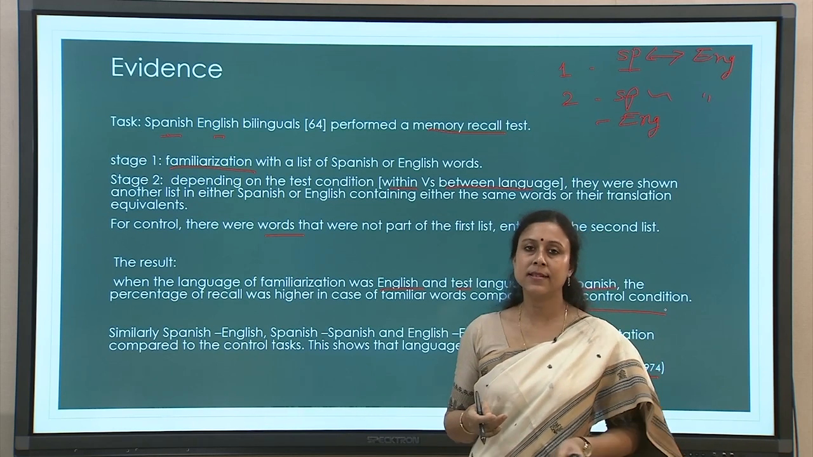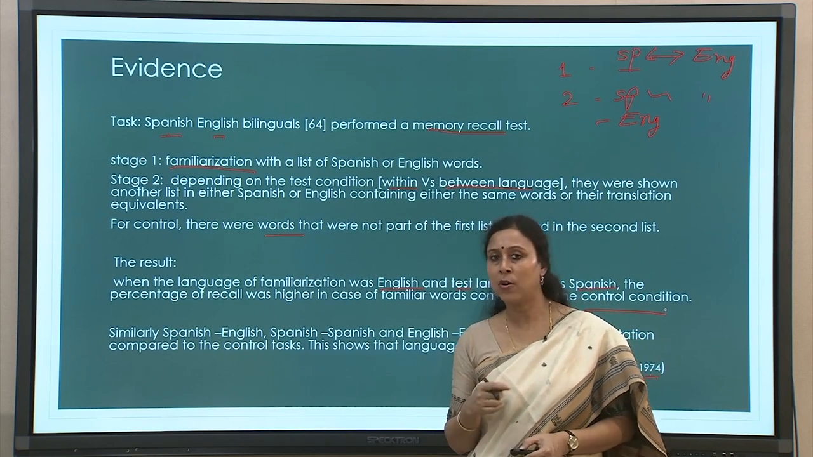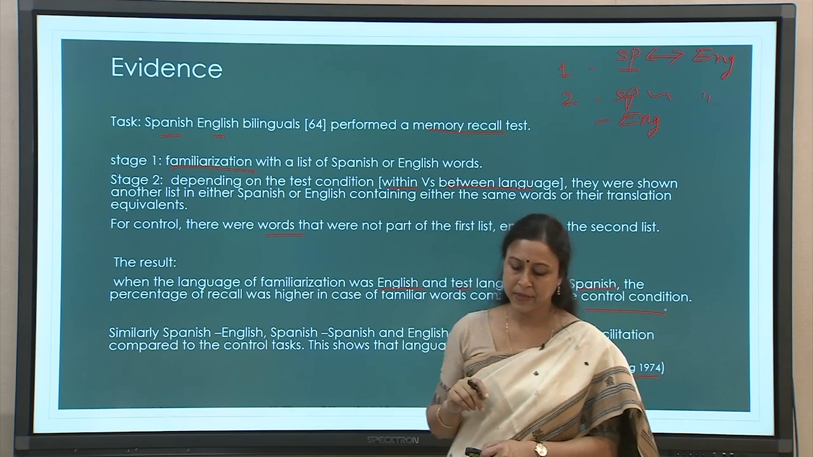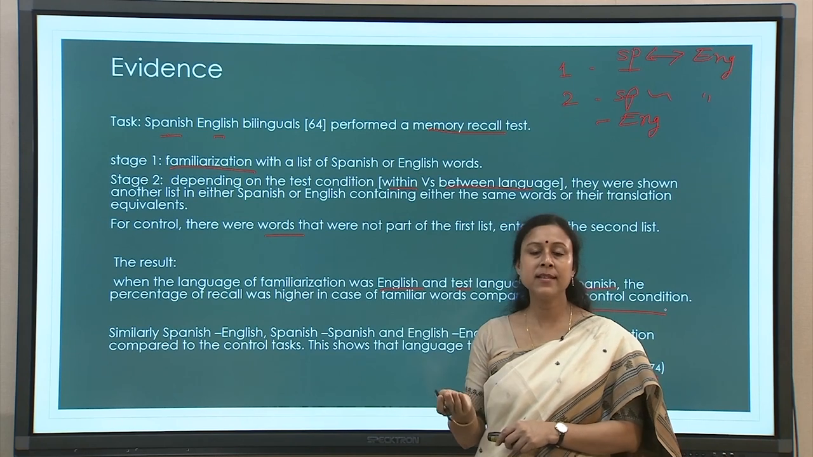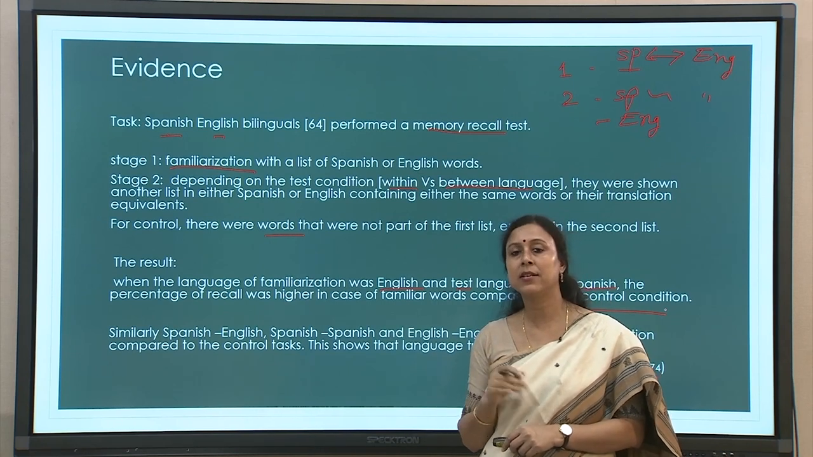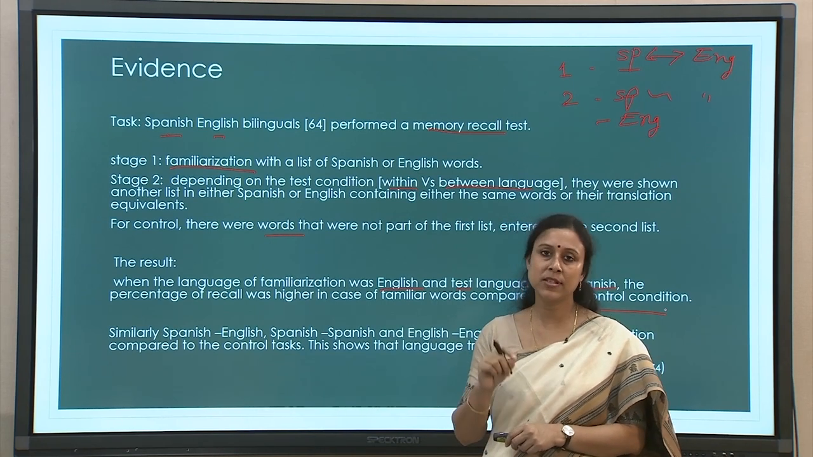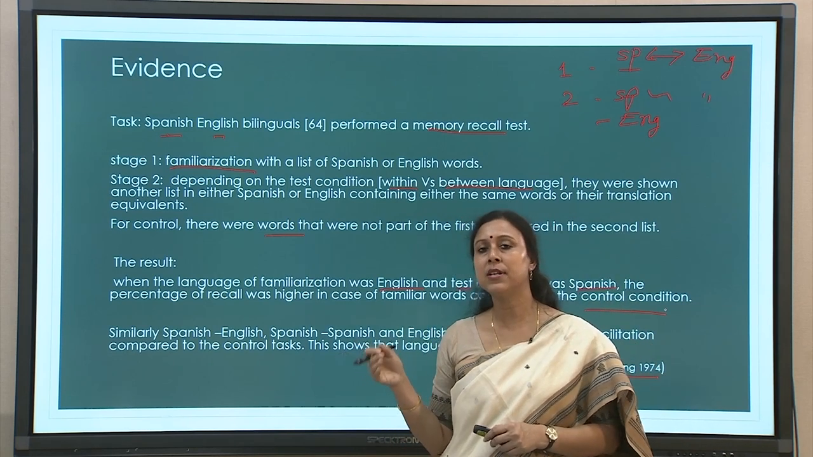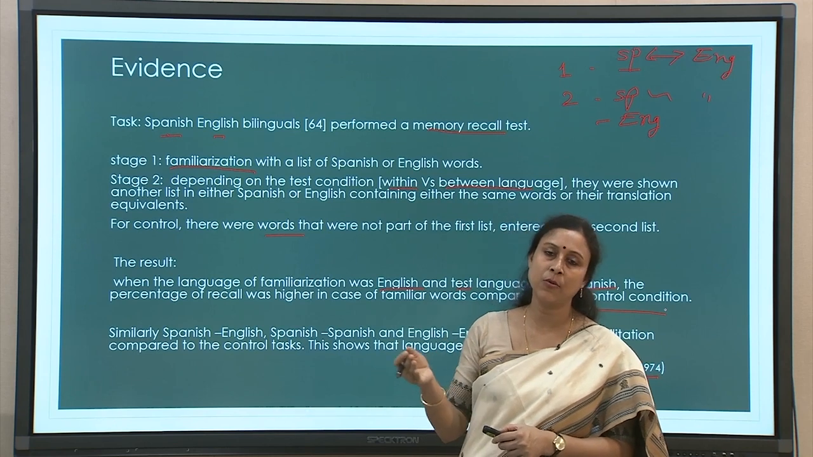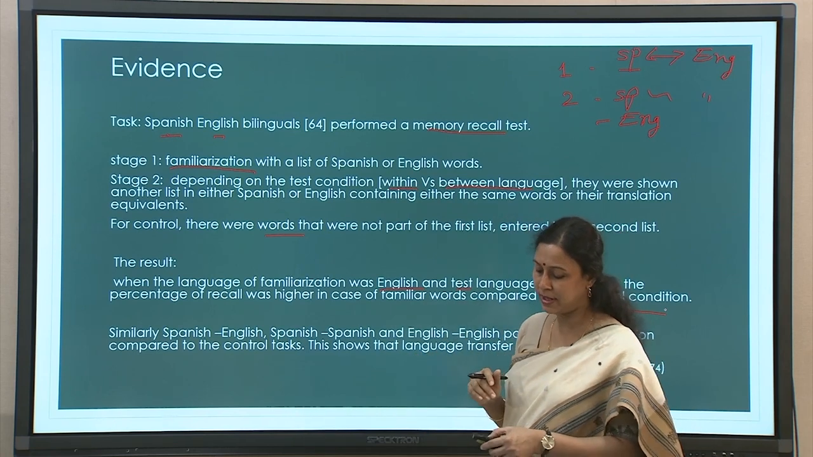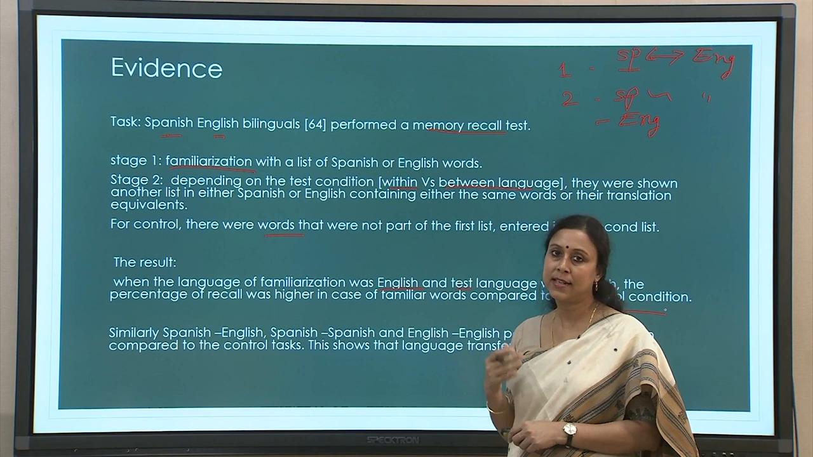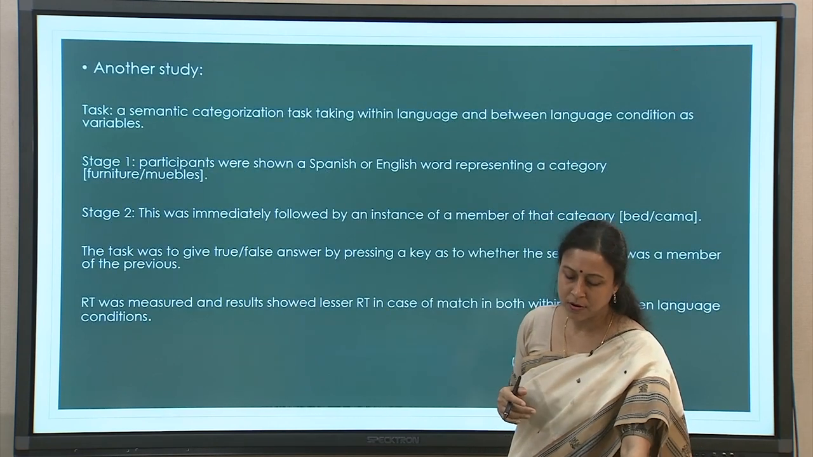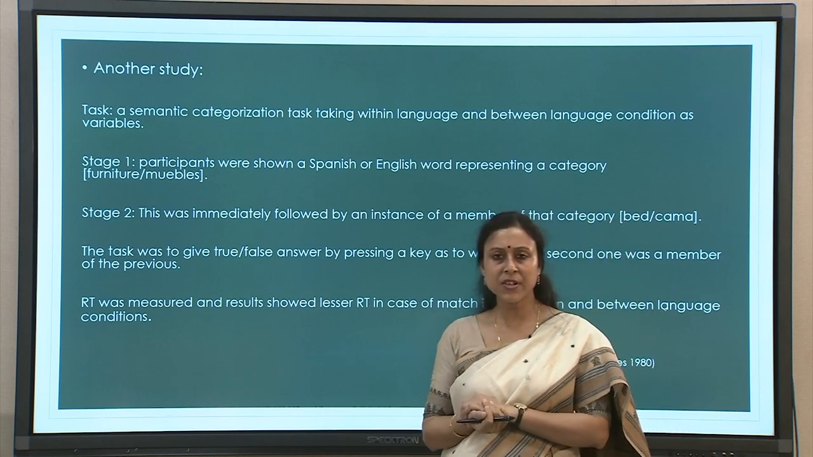So, what this means is that both in within language or in between language condition, there was no difference, right? That means there is a shared conceptual store. So, you are seeing casa, which has activated house, and then when you see house, it does not really matter, you do not have to go anywhere else, the concept is already there for you to say that it is okay, I have seen this, right. So, this is all about the shared hypothesis.